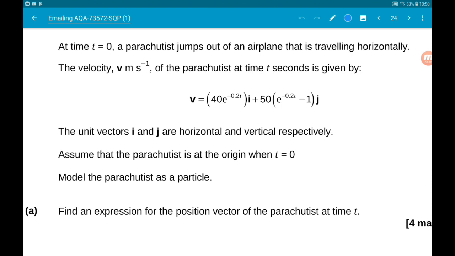Okay, question 15, a little bit trickier. So, at time t equals 0, a parachutist jumps out of an airplane which is travelling horizontally. The velocity vector, v meters per second, of the parachutist at time t seconds is given by v = 40e^(-0.2t) i + (50e^(-0.2t) - 1)j. The unit vectors i and j are horizontal and vertical respectively.